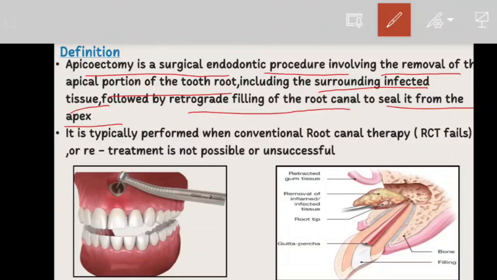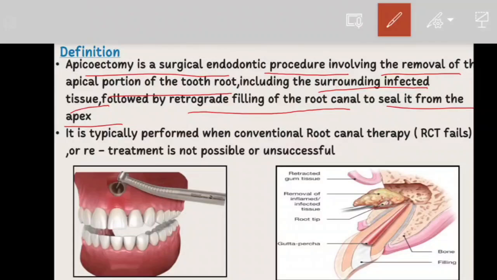It is done when infection is present at the root tip, that is the apex. So we remove the infected root tip and the infected surrounding tissue, then we seal the root from the bottom side. This sealing from the root tip side is also called retrograde filling.